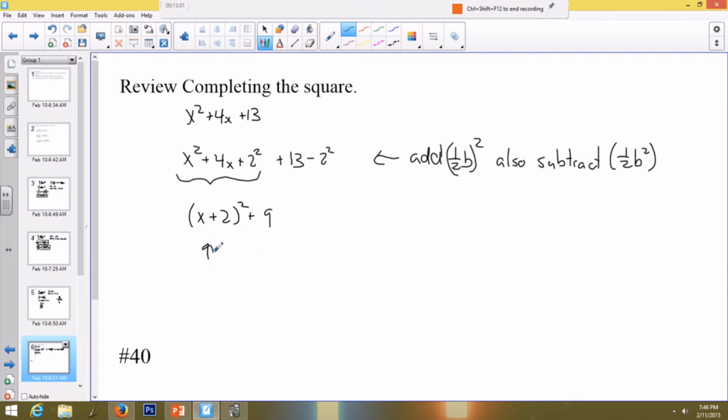So now this is a squared, and this one is a squared. So I have my two values that I'm looking for.